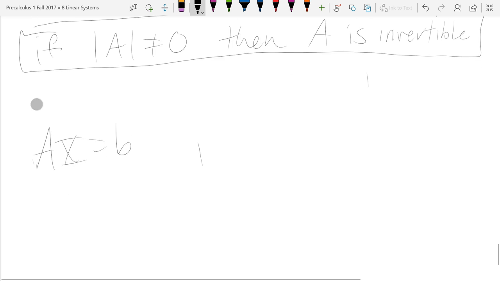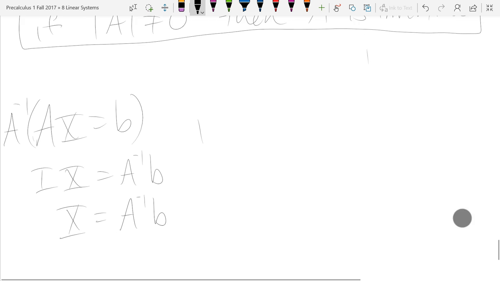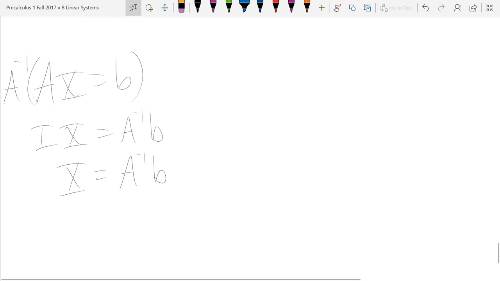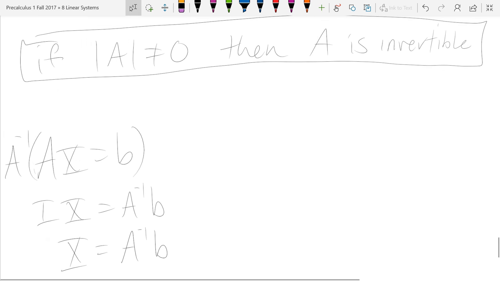All right, if you can invert A, that means I can multiply both sides by A inverse. So we have the identity times X equals A inverse B. And the identity times X is just X. So if it's invertible, what that means is you can solve for X, meaning you can solve for the variables X, Y, and Z. So there will be one solution.